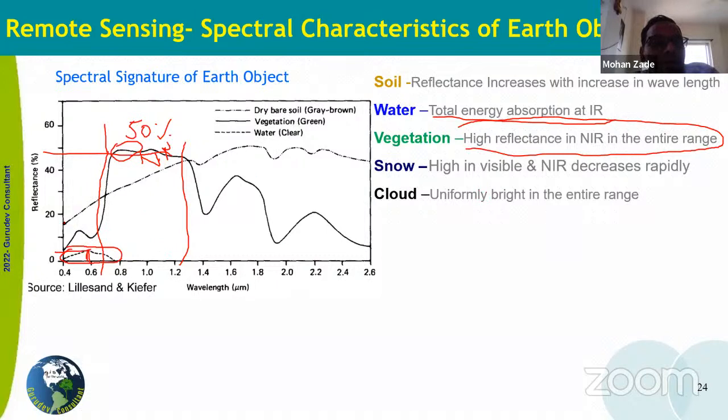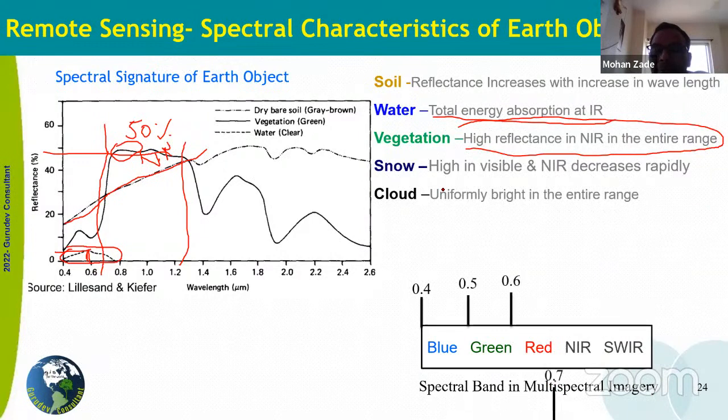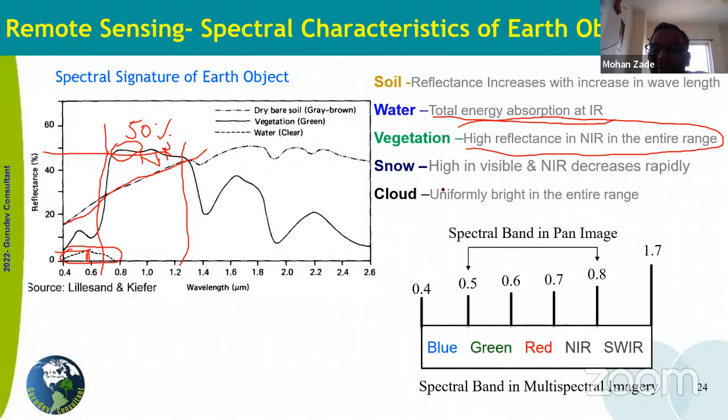For the soil, the reflectance increases with increasing wavelength. And the snow is very high in all the visible as well as NIR. In the NIR, it decreases rapidly. You can see here, this is the spectral band in the PAN image, 0.5 to 0.8.